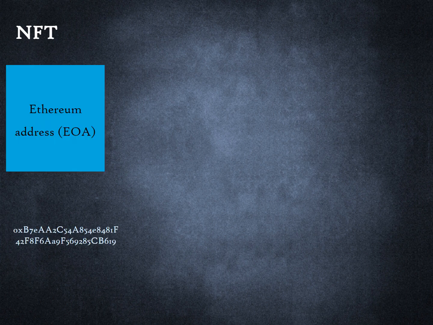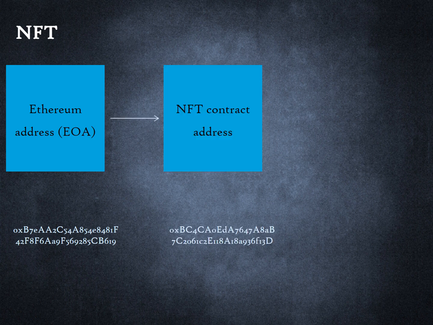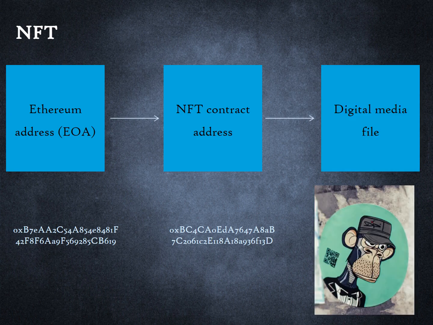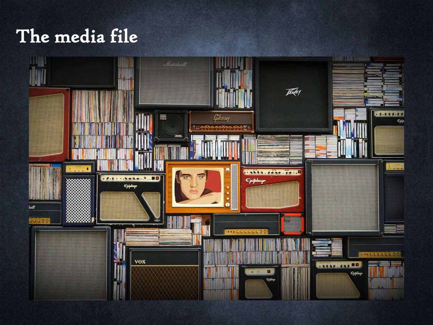We can now form a 3-way link. An Ethereum address is listed as the owner of an NFT. This is an externally owned account. The NFT is a smart contract address that contains the unique identifier for a digital asset. Hence, whoever holds the private key to the EOA is the owner of the NFT. We know that the NFT is recorded on the blockchain. But where is the media file stored? Next, we will answer this question.